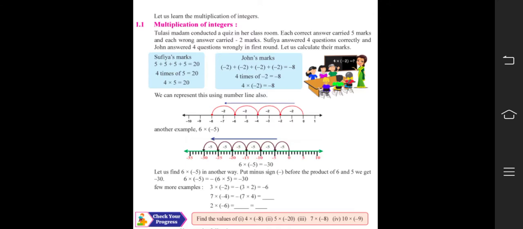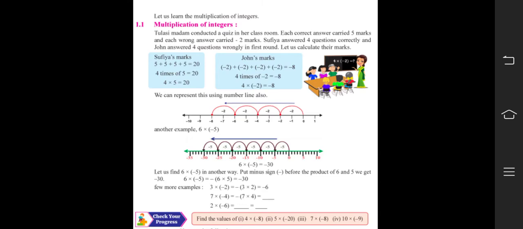Another example, see, 6 into minus 5. Draw the number line. Here take minus 5, minus 10, minus 15, minus 20, minus 25, minus 30, minus 35. So 0 to minus 5, again 5 steps, minus 10, again 5 steps, minus 15, again 5 steps, minus 20, again 5 steps, minus 25, again 5 steps, minus 30. So 6 into minus 5, how much is the answer? Minus 30 is the answer.